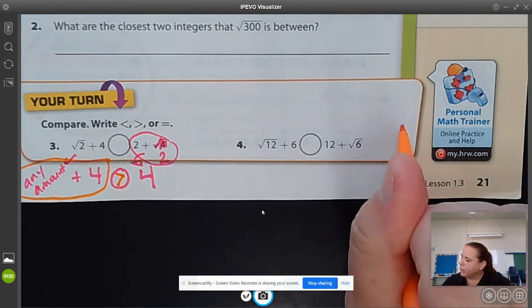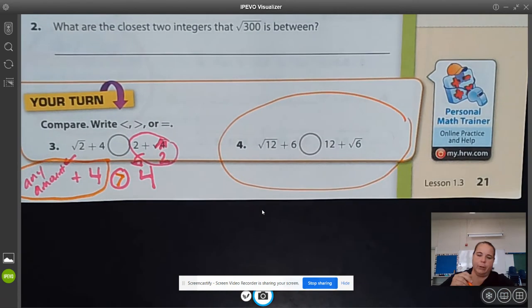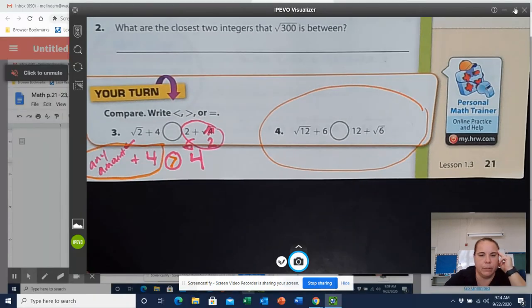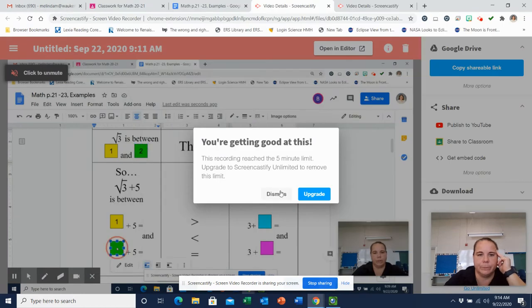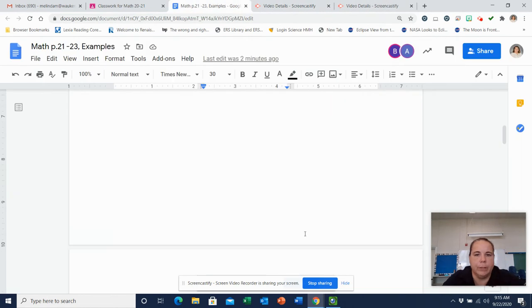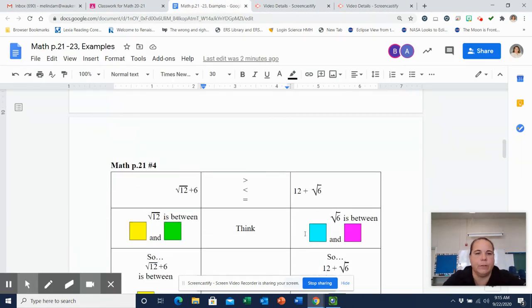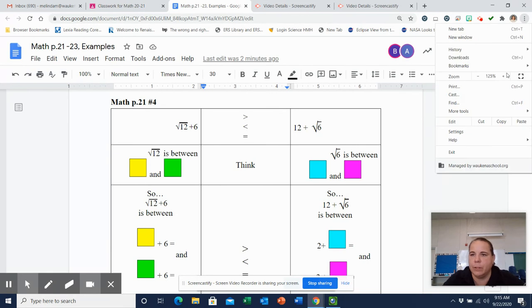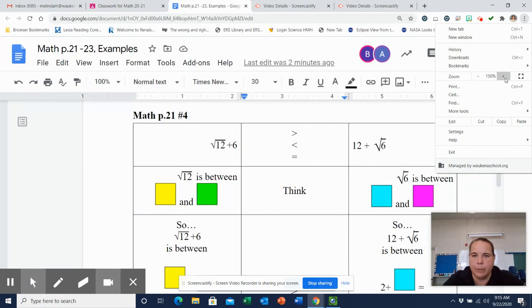Now I'm going to look at number 4, and we're going to go back and do that on the little note taking guide that I made so that you guys can go back and look at that. This is for page 21. I made this one just a little bit smaller, so let me zoom in a little bit.